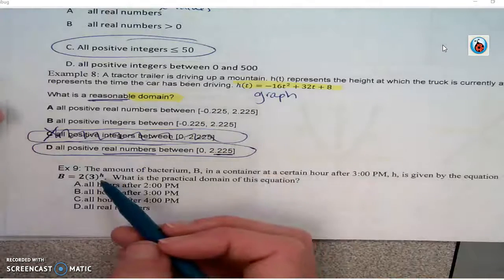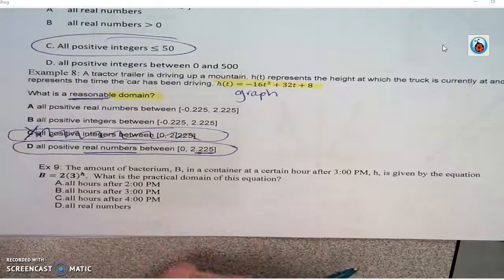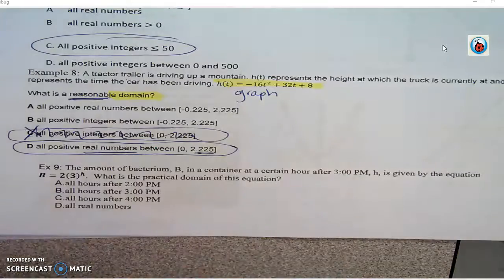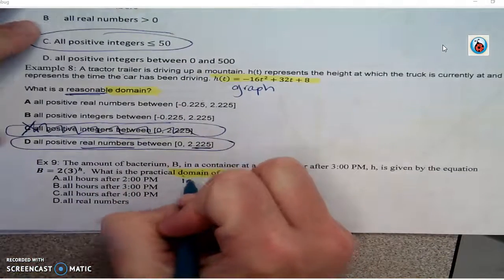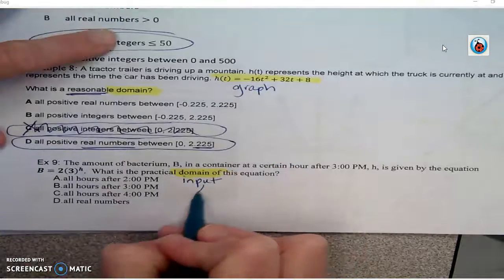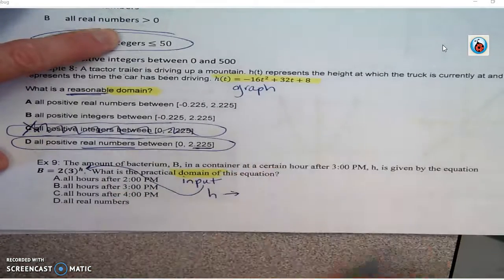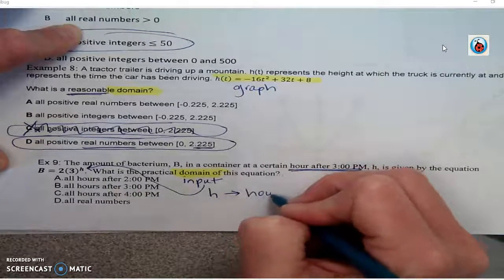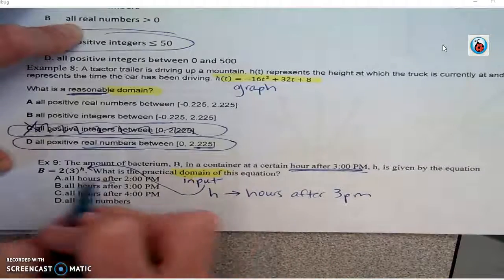All right, last one, example 9. The amount of bacterium B in a container at a certain hour after 3 p.m. H is given by the equation B equals 2 times 3 to the H. What is the practical domain of this equation? So domain is x values, or if you don't have x values, it's your input. So your input is here, which is H. And what does H stand for? H is hours after 3 p.m. So that would be answer B.